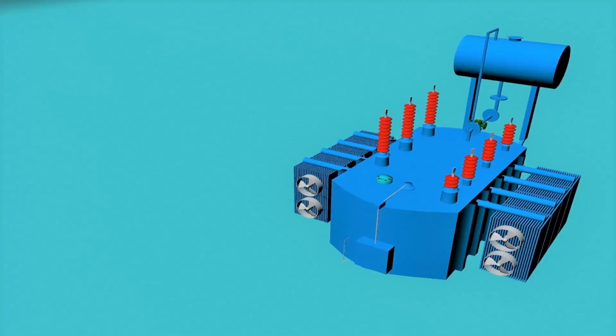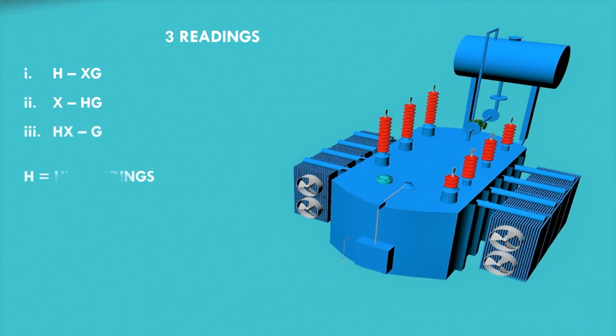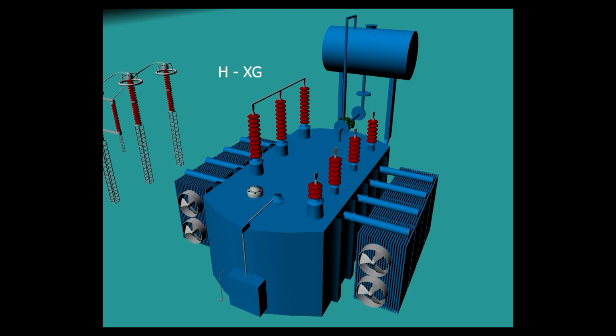For a 2-winding transformer, we take 3 readings, that is H-XG, X-HG and HX-G. So what does it mean? H means HV windings, X means LV windings and G means ground. So H-XG means that we connect LV windings and ground together and consider them as a single point.